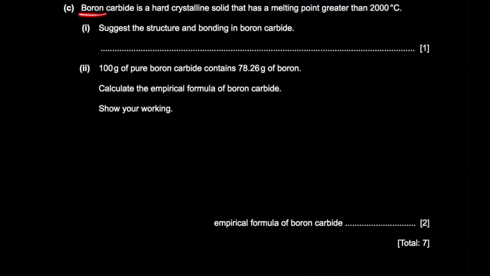Boron carbide is a hard crystalline solid that has a melting point greater than 2000 degrees Celsius. Suggest the structure and bonding in boron carbide. Well, boron and carbon are next to each other in the periodic table, right? So they don't have a very large difference in electronegativity, so it won't be ionic. So then what type of compound would it be if it's not ionic, that has a very high melting point? It would be a giant covalent structure, yes. Giant covalent, right? Lattice. Okay.